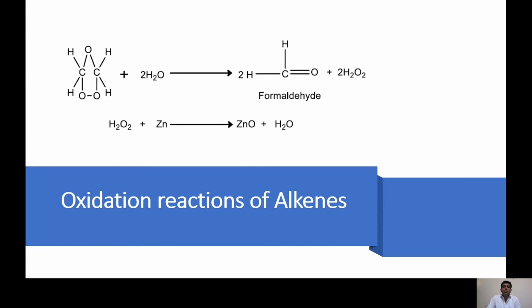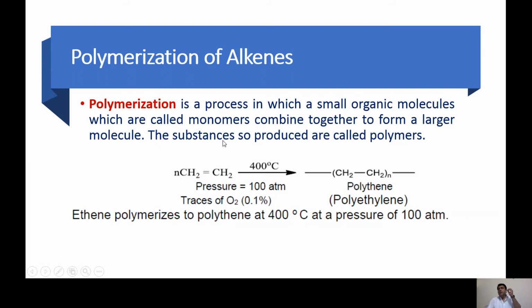Next, the last one, that is polymerization. It means alkene can be polymerized. So what is polymerization? It is the process in which small organic molecules, which are called monomers, combine together to form a larger molecule. This process is called polymerization, and the product which is produced is called a polymer. We know the plastic bags are polyethylene. Polyethylene means a large number of ethene molecules combined together.